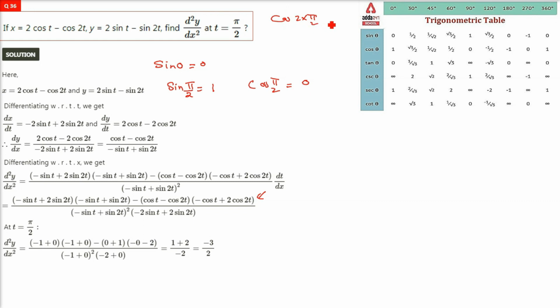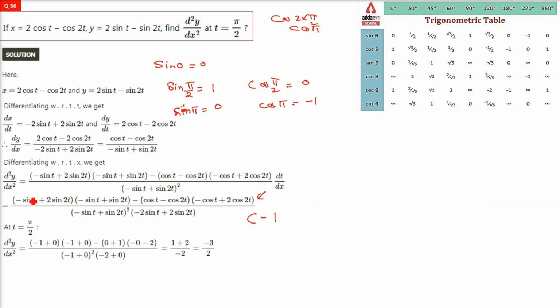So cos 2t will also come. Cos 2t is 2 into pi by 2, that is cos pi. What is the value of cos pi? This is the main thing here. Because cos 0 is 1, you will be tempted to write cos pi also as 1. No, cos pi is negative 1. Cos 180 degrees is negative 1. This is the only thing you need to remember, otherwise you will have an incorrect answer. And sin pi we have got as 0.